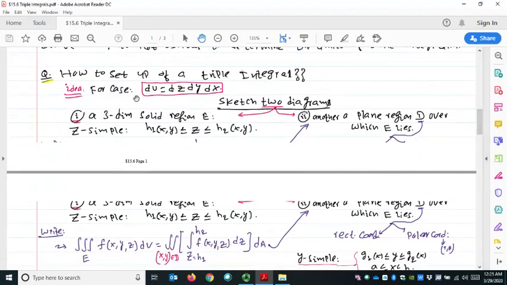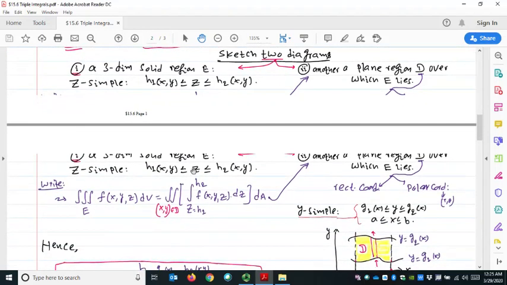So first I would like to sketch two diagrams. One, a three-dimensional solid region E, and describe the region E as z-simple and find the boundary of z variables, which are the surfaces. And then this xy is coming from the plane region D, which I define in the second step here, which is simply the projection of E on the xy plane. Let me go over this first idea.